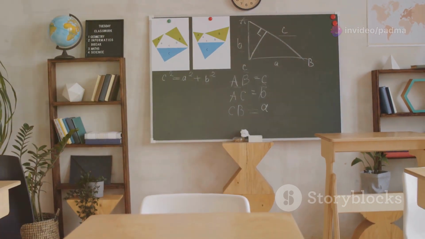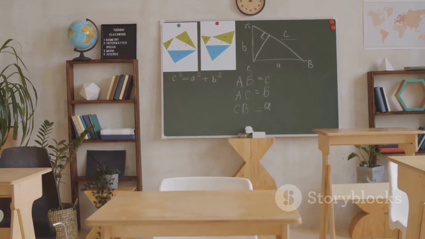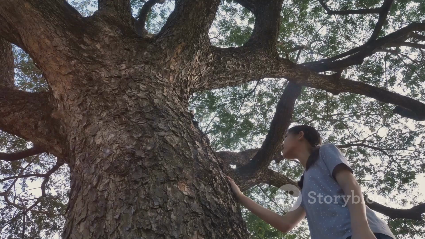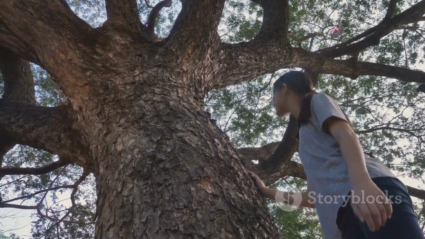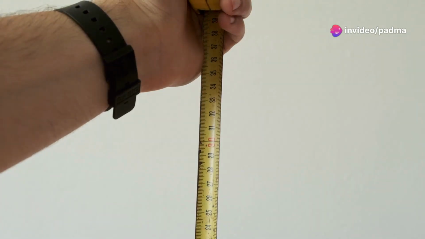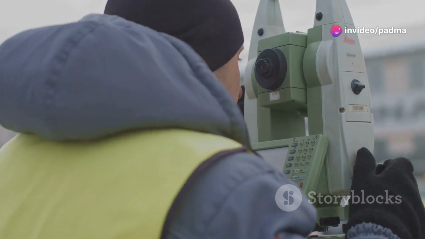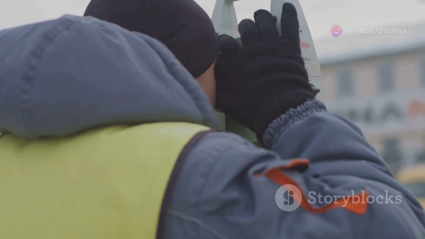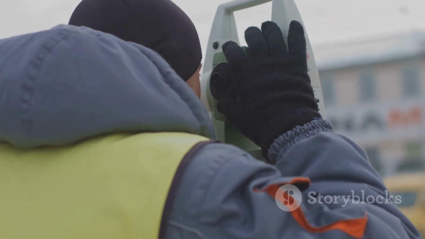Section 5. Trigonometry in action, a real-world example. Let's imagine you're trying to measure the height of a tall tree. You can use trigonometry to do this. First, measure your distance from the base of the tree. Then use a protractor to measure the angle of elevation from your eye to the top of the tree.